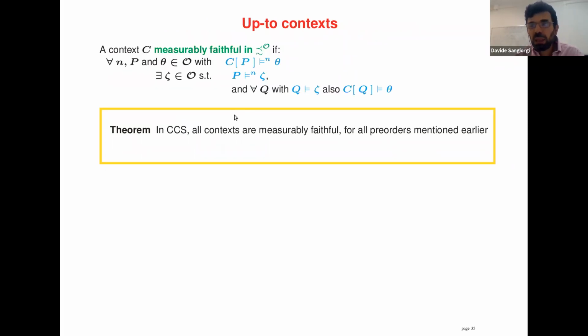There is something interesting that could be said about up to context. For a given preorder, up to context is not always sound. It depends on the language. So something interesting here would be to develop abstract conditions that guarantee, for a given preorder and a given language, the soundness of the corresponding up-to-context enhancement. I've tried to do some preliminary work in this direction, but this is still very preliminary. This is something I'm quite interested in for future work.